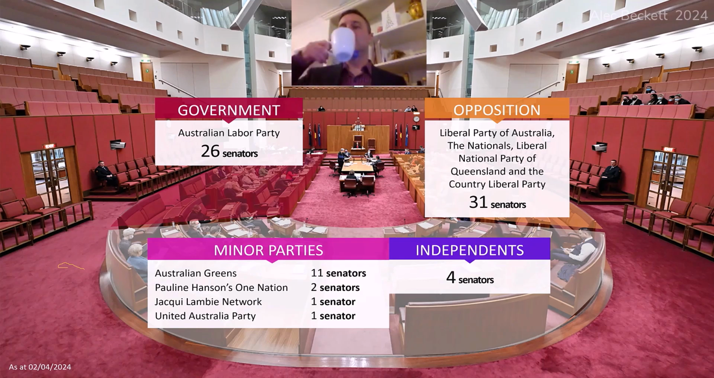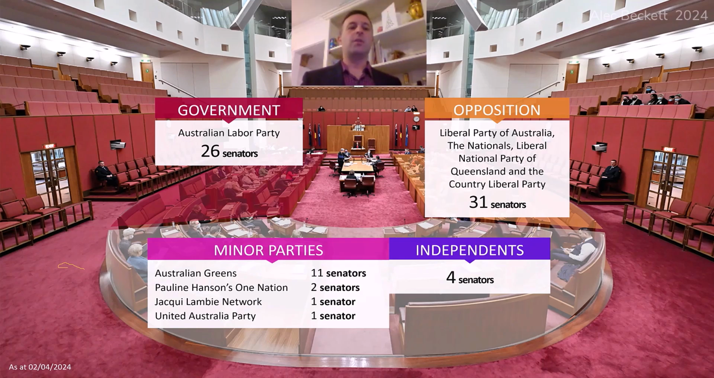When Lidia Thorpe defected from the Greens to become independent, it reduced the amount of clout that David Pocock had. Is that right? No, not really. It didn't make too much of a difference, because she's still in the crossbench.